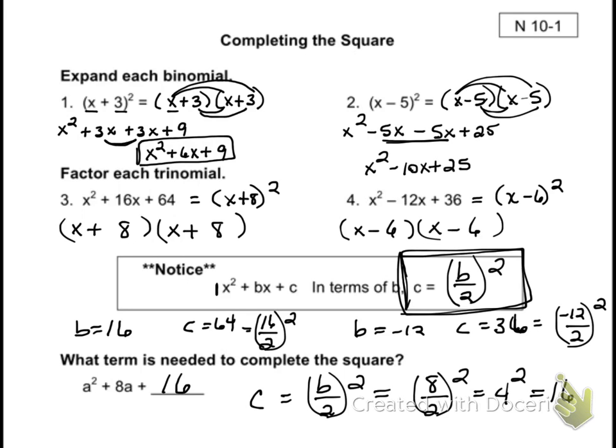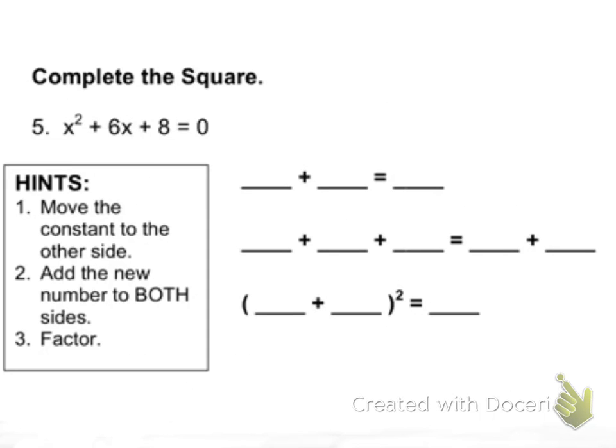Alright, so now let's put that into a couple problems. We have x squared plus 6x plus 8. The first thing we do, and here are your steps right here on the left, is move the constant to the other side. So we're going to subtract 8 and subtract 8. We're going to move the constant over to the other side. So you have x squared plus 6x equals negative 8. That's always your first step.